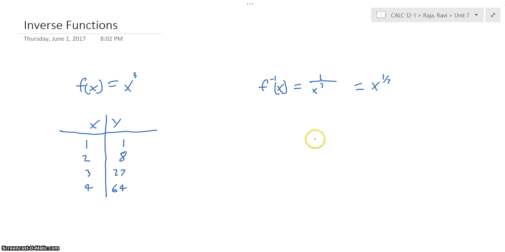So if we were to do a quick table of values for this, what we'd end up with is x, y is the same at the start, 1, 1, but instead we'll have an x value of 8. When x is 8, we'll have 2, and when x is 27, we'll have 3. When x is 64, we will have 4. As you can tell, it's almost like the x and y values have flipped, if you want to call it that.